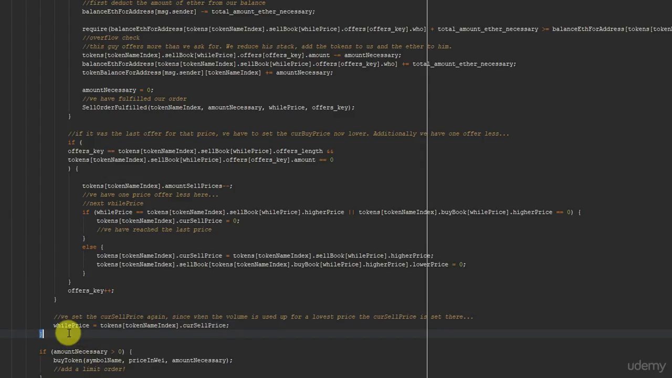Now, if we have reached the end of this while and we still have a volume to fulfill, then we call again the buy token function and we post a limit order. That's it for this section, and I hope you liked it. I hope you could really dive into the part of Solidity where it gets a little bit tricky.